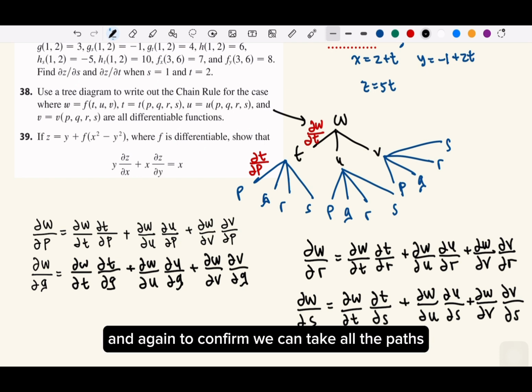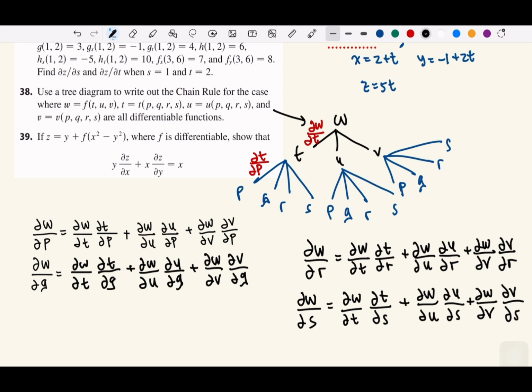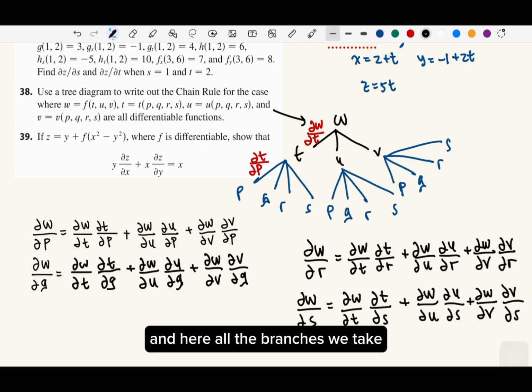And again, to confirm, we can check all the paths, all the possible paths. So this is the first, and then the second one here, and the other one, and then the other one, and second here, all the branches we check.